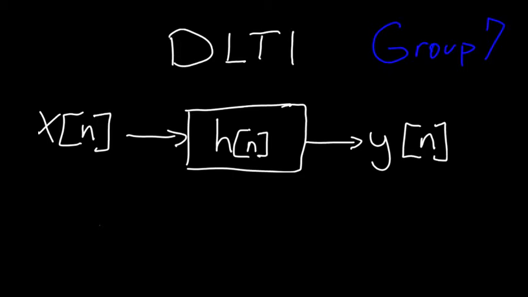The impulse response is a system's response to an impulse, the impulse being a delta function. We need to discuss a system. A system starts with an input signal, x of n. X of n passes through the system and outputs y of n. The system is known as h of n. H of n is the impulse response. Now, this only works if the system is a discrete linear time invariant system.